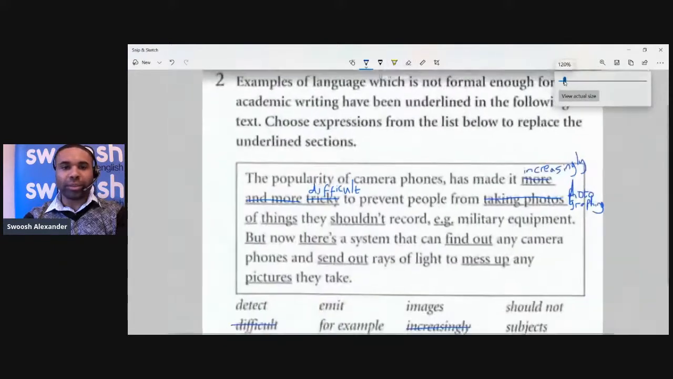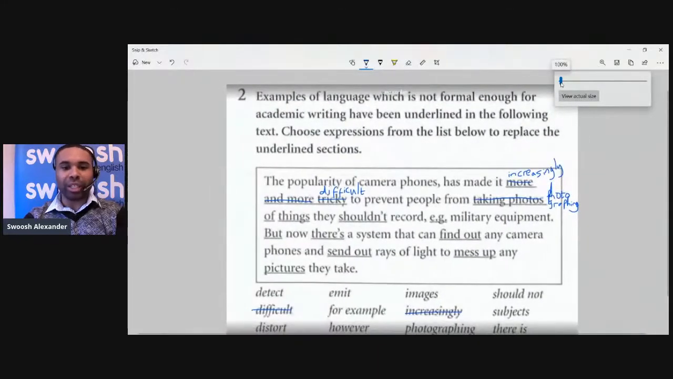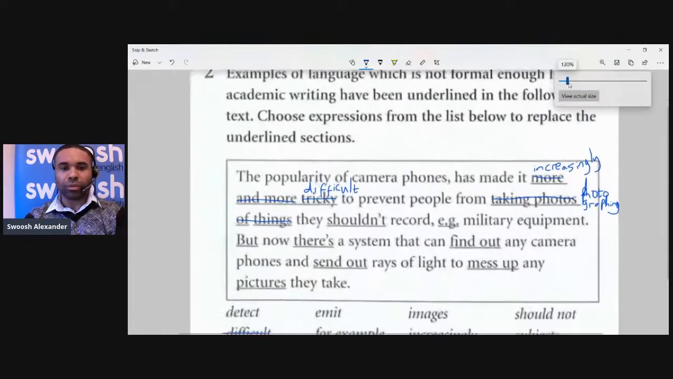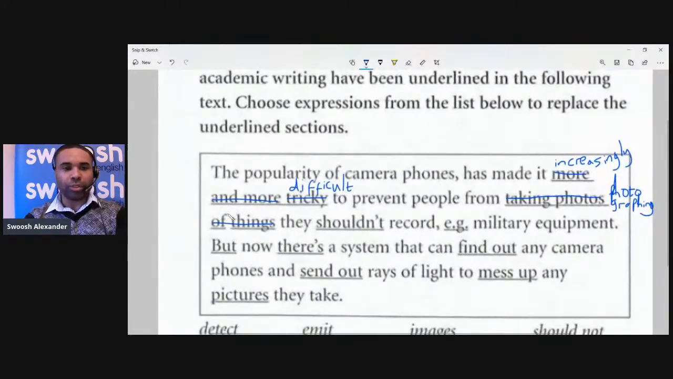Photographing of things. Well, things is very general, it's very informal. So rather than using taking photos of things, we can say photographing images is what we can say. And we can just write that just in here. Yeah, so photographing images.